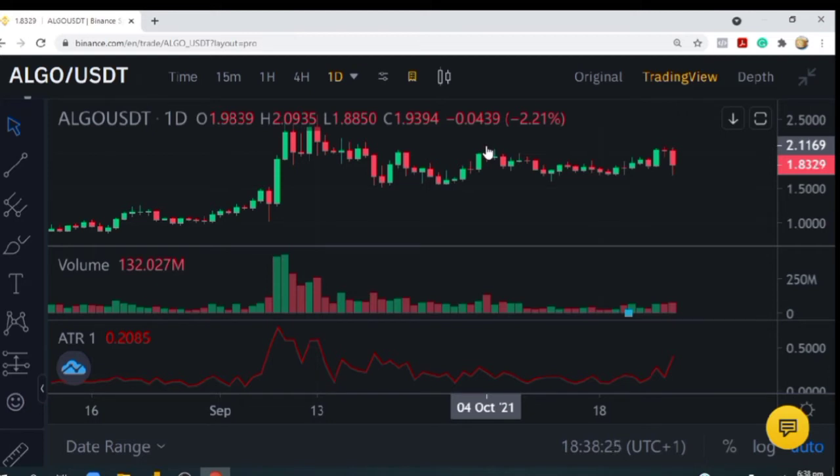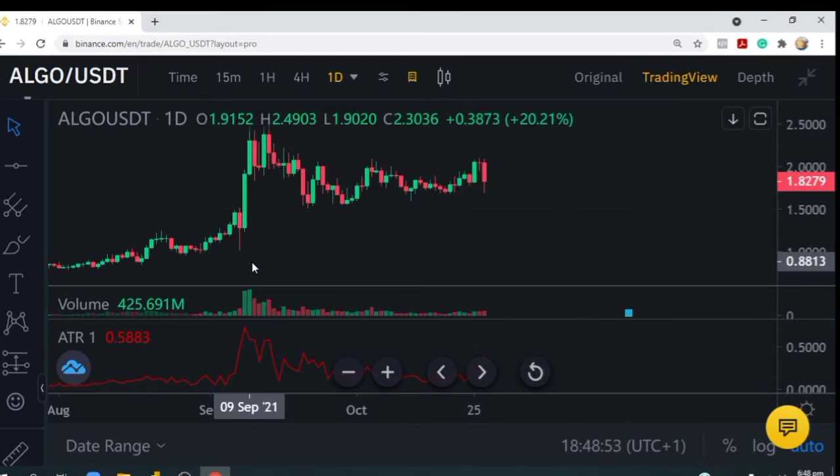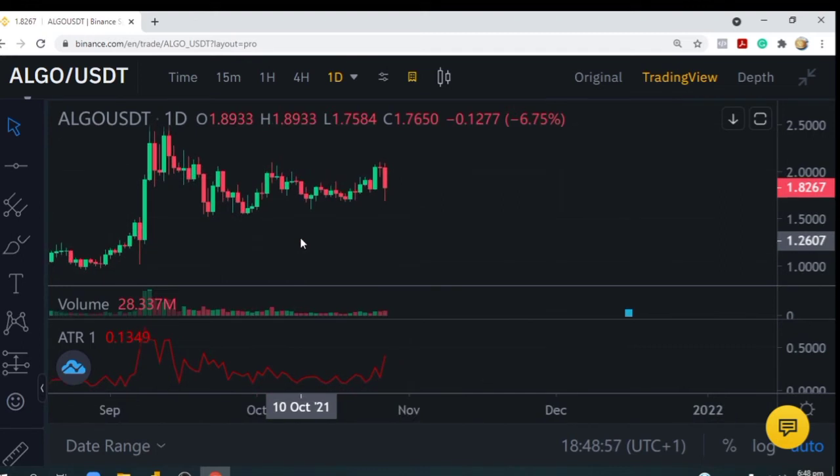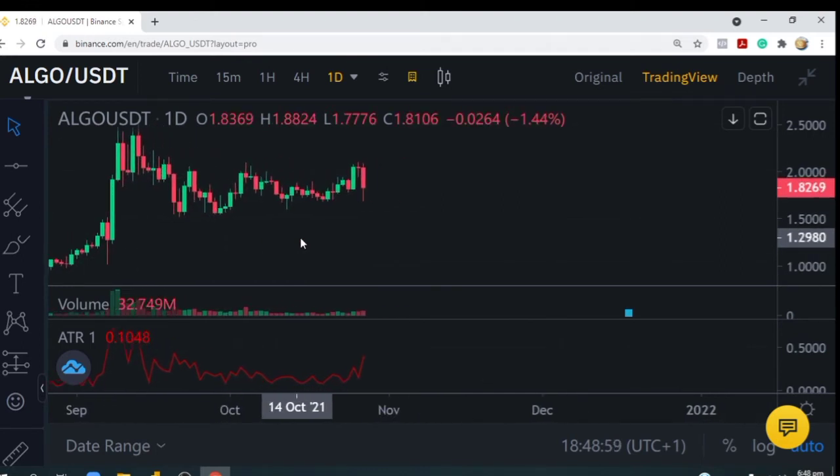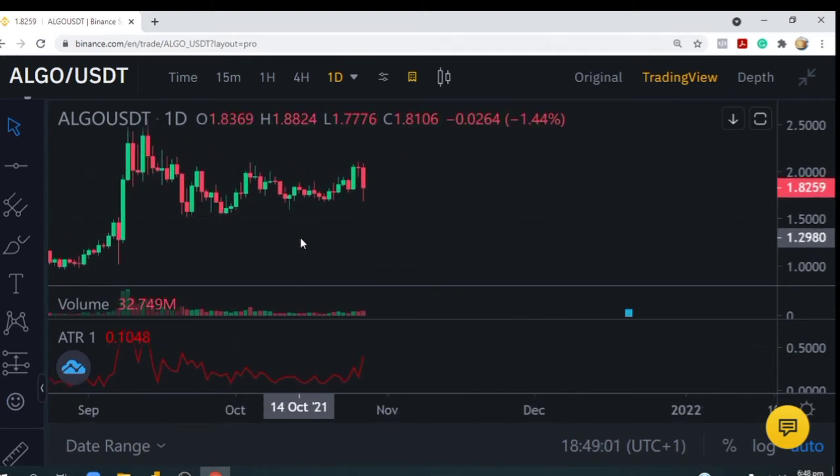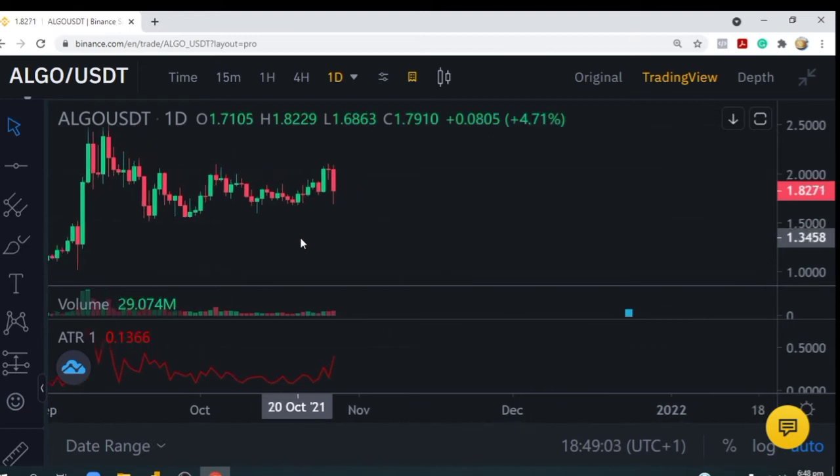So what is the support? The support is an area on the chart where buyers step in to push the price up. So the support is the area or areas on the chart where there is significant trading activity. Okay, so we can easily identify areas of support on this particular chart.